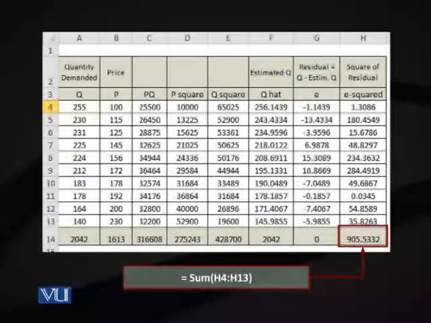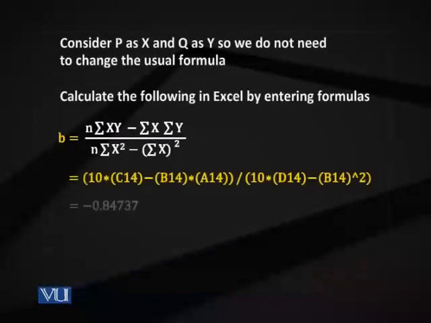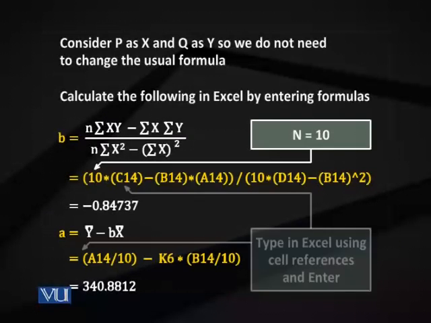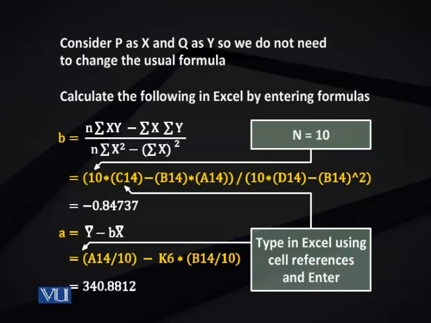So basically, this is a Microsoft Excel sheet. In the next slide, you see that we have considered P as the variable X and Q as the variable Y, so we don't need to change the usual formula. As you see, B is equal to n times summation of xy minus summation x summation y, over n summation x square minus summation x whole square. This was the formula you already used in computing simple regression.